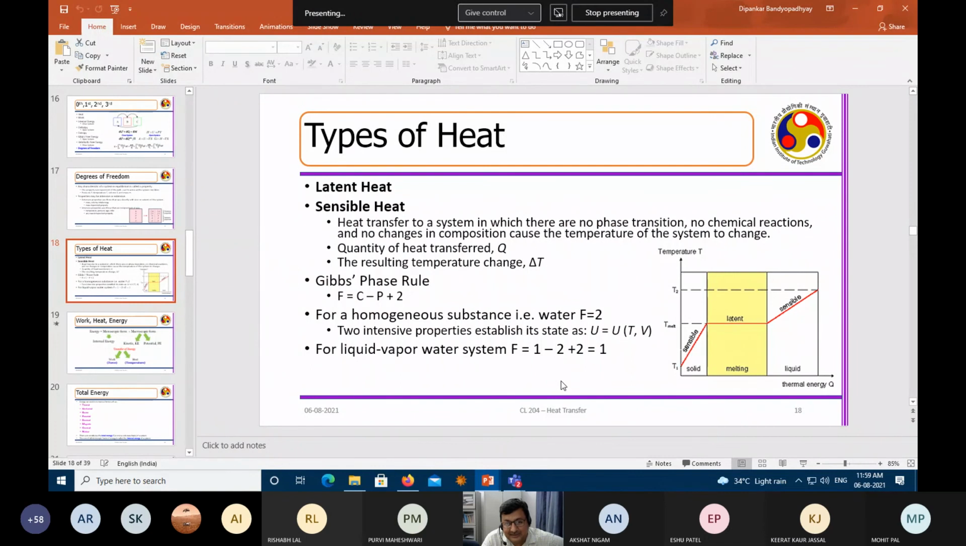And how many components are there? 2 components. So 2 minus 2 plus 2, so you have 2 degrees of freedom. Now, if I go into this oil water system, just to the oil, not the interface, then in oil how many phases are there? 1. How many components are there? 1. Then you have 1 minus 1 plus 2, which is again 2, right? So this is the way it has to be calculated.